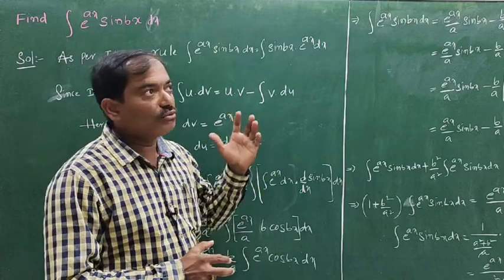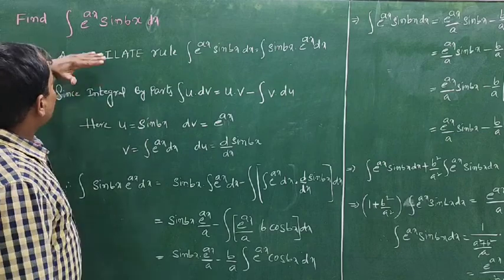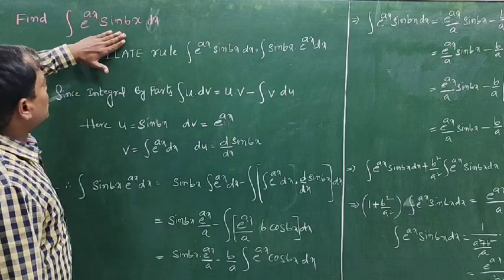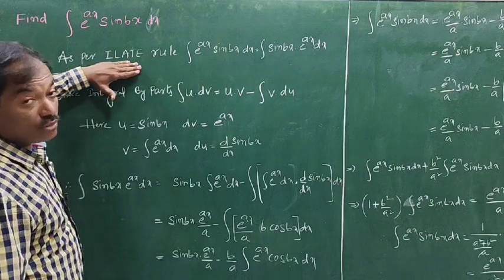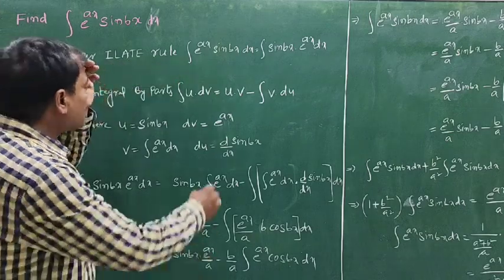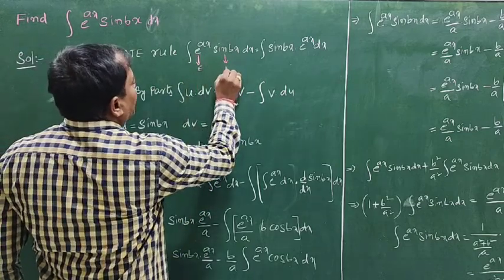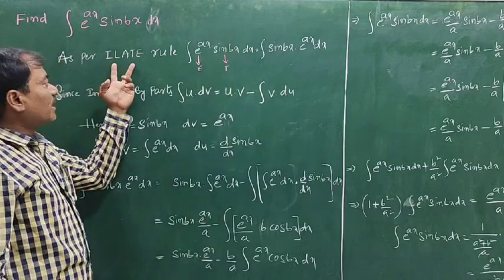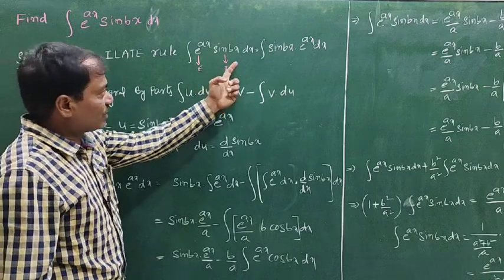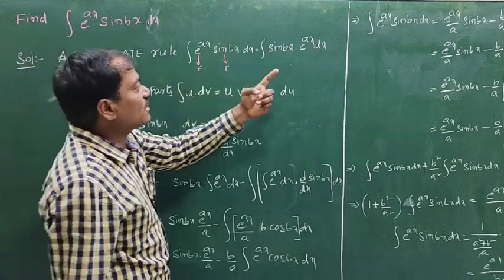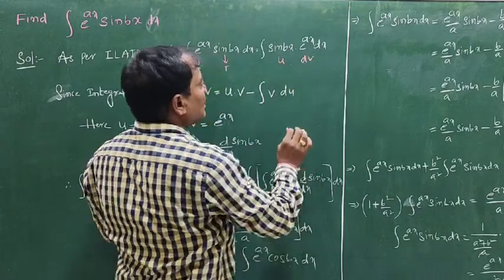Okay, so first, how to solve this problem. We will see how to solve this problem. The given problem is the integral of e power ax sine bx dx. As per the rule, which rule? Eilert rule. Here this is an exponential function and this is a trigonometric function. So according to Eilert rule, first we take the trigonometric function as the first function and the exponential function as the second function. So now this is u and this we take as dv.